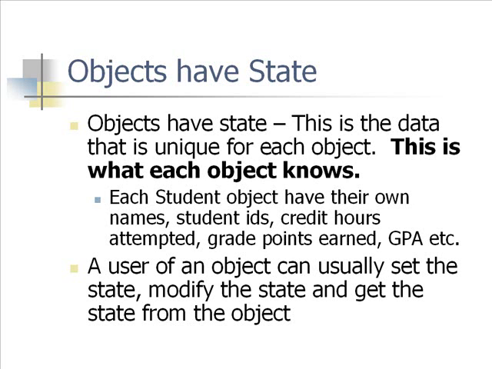A user of an object, that means somebody writing the code, will often have to set the state, modify the state, and get the state from the object. The essential point here is that we want the object to remember its information and not the person having to use it.